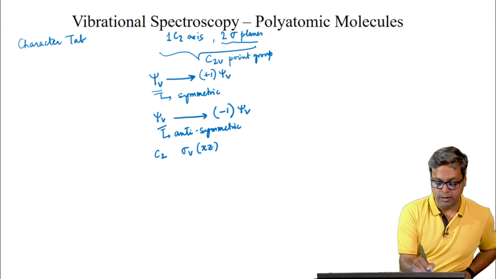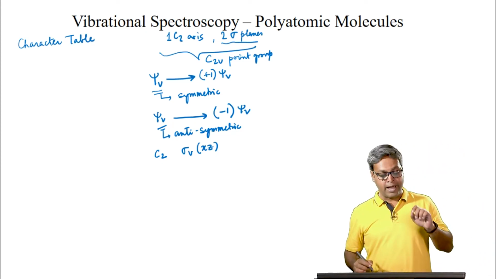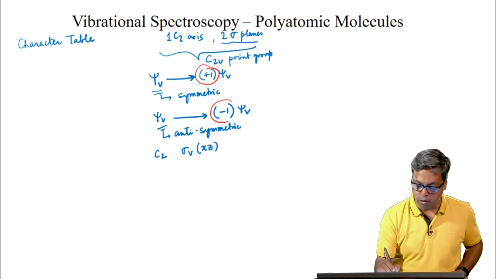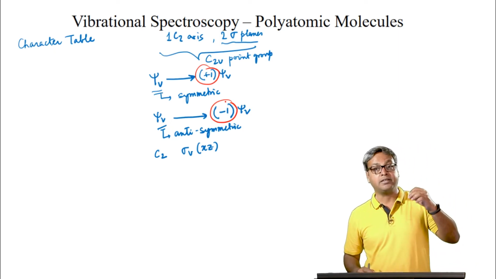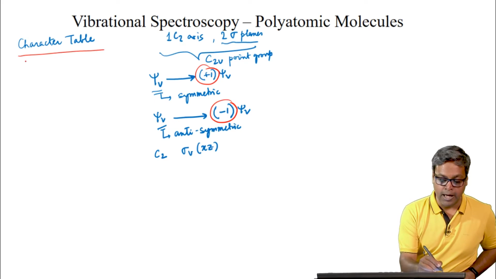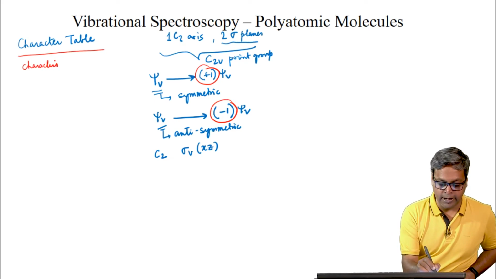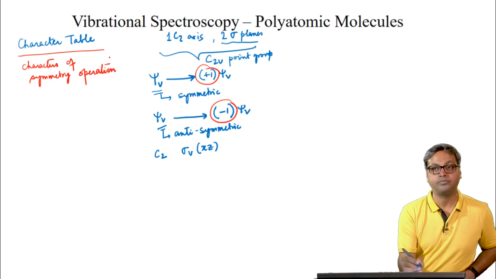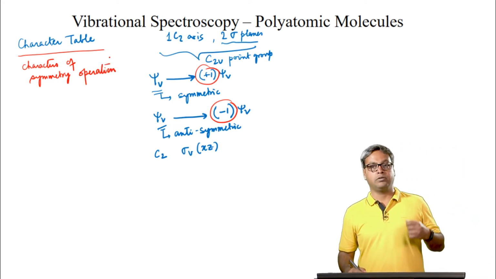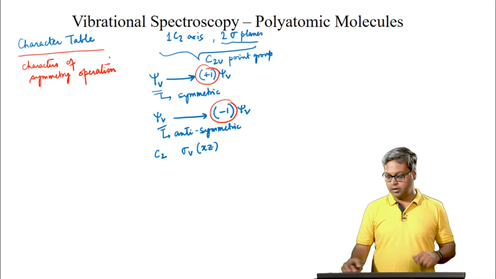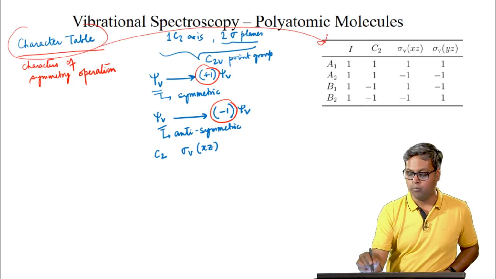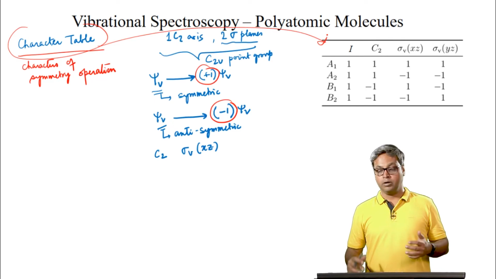character table, where the elements, that is the plus 1 or minus 1 of this character table, are known as the characters of the symmetry operation with respect to the symmetry operation. So, here we show the character table of water or the C2V point group.